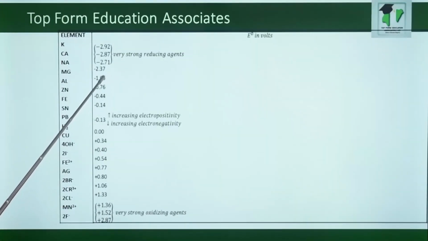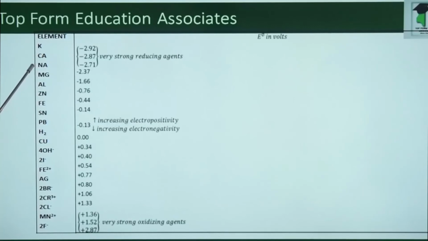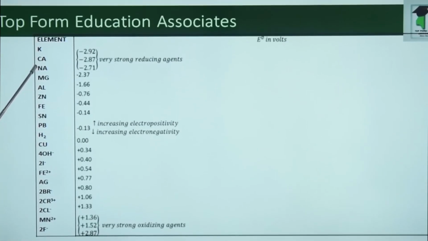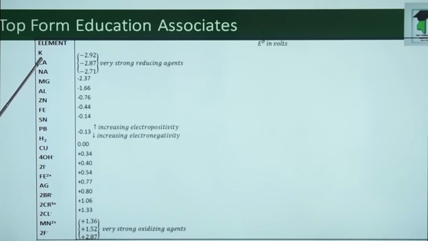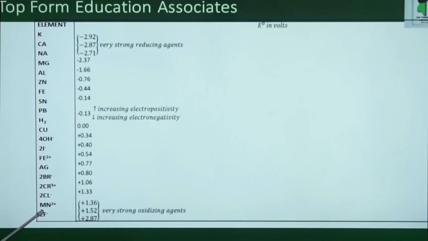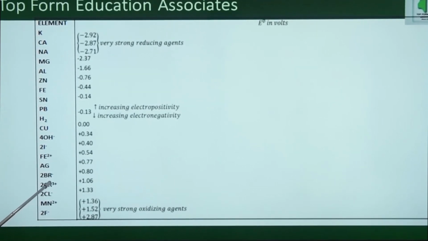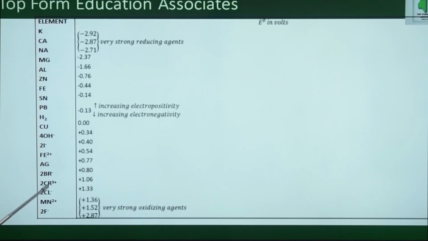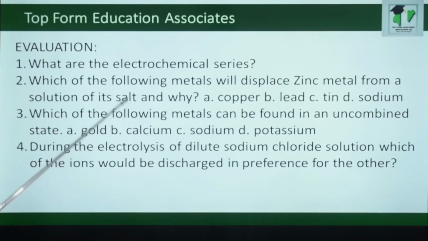This is the electrochemical series. Here we have potassium, calcium, which is an exception to sodium. It means that potassium will always displace calcium whenever it's inside a solution, while fluorine will always displace chlorine whenever it's in a solution. After this lesson, we can evaluate ourselves thus.